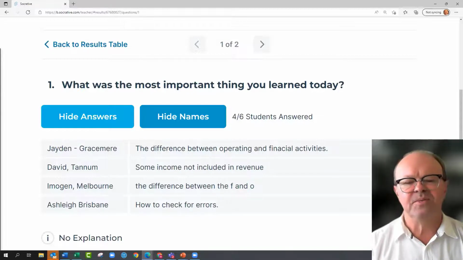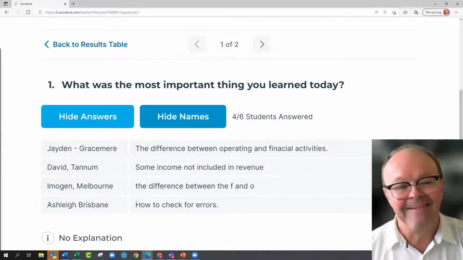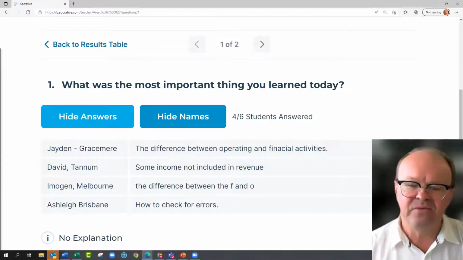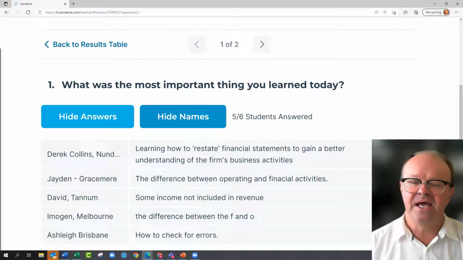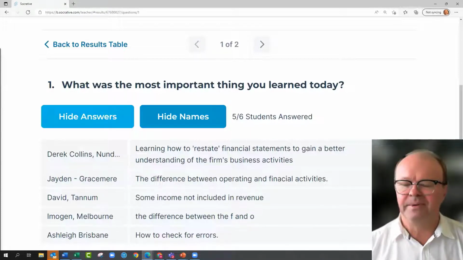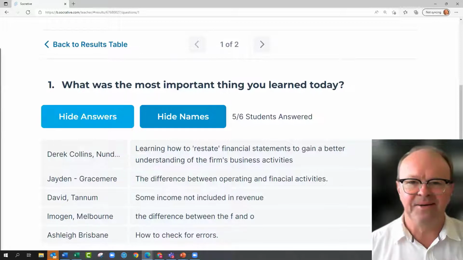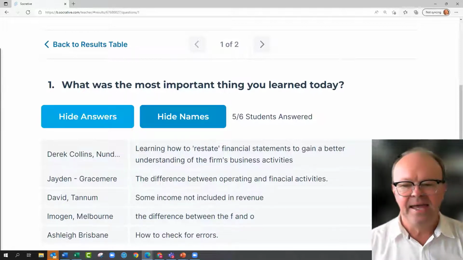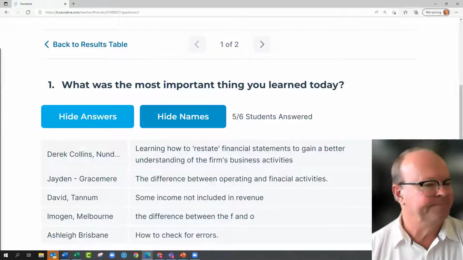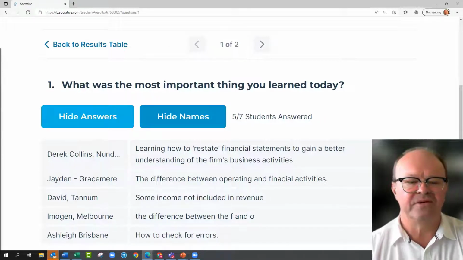Imogen in Melbourne: the difference between F and O. That's right. I think that it is a very significant thing in this lecture and class. If you're clear on the difference between operating and financial activities, you'll find the restatements pretty straightforward. If you're not, it'll be a nightmare because you'll be all over the place. You don't quite know what the items are, and then you don't even know if it's operating or financial. Imogen, what is the difference between operating and financial activities? What do you think? How would you describe the difference, Imogen?